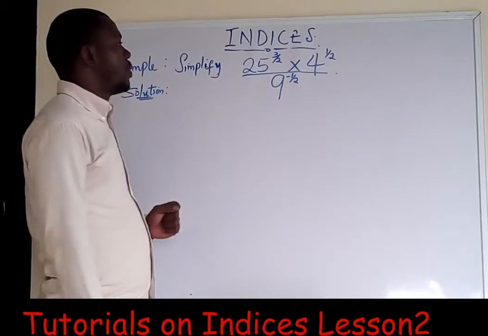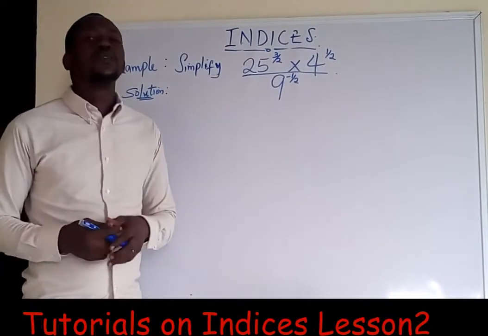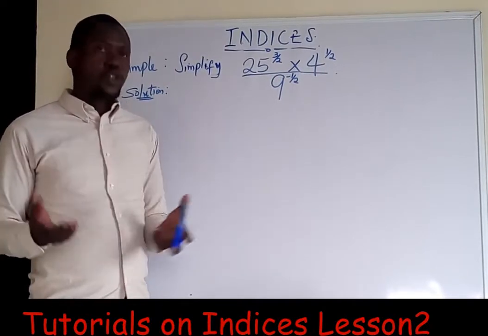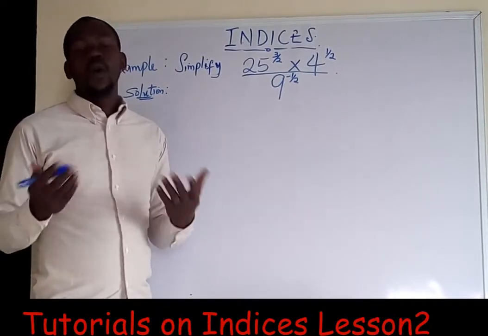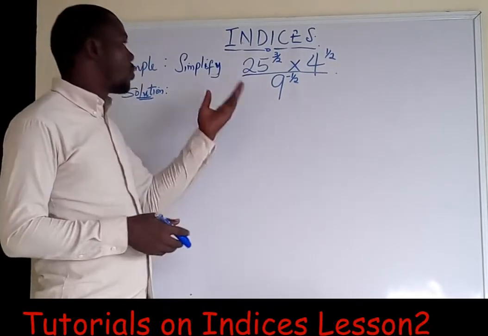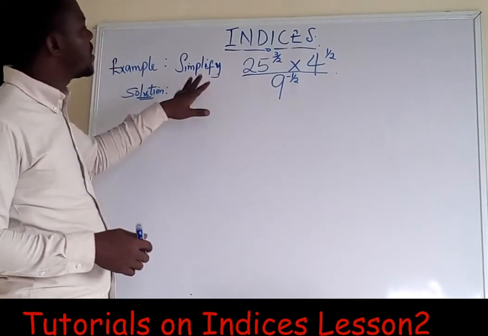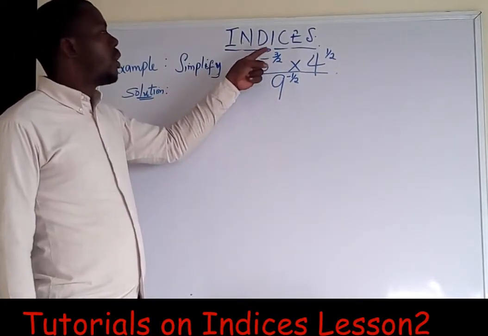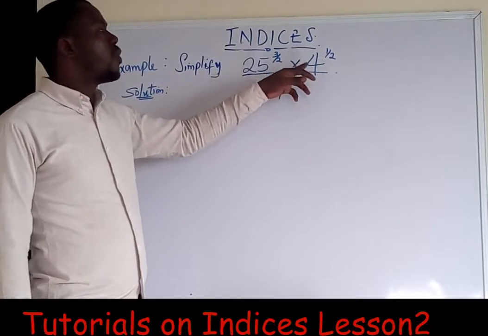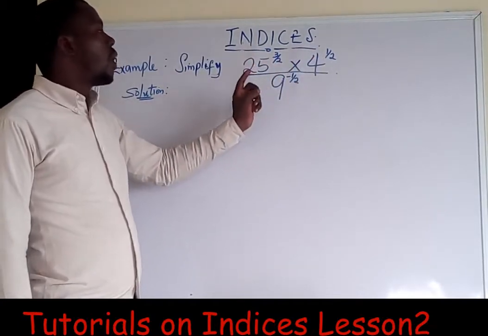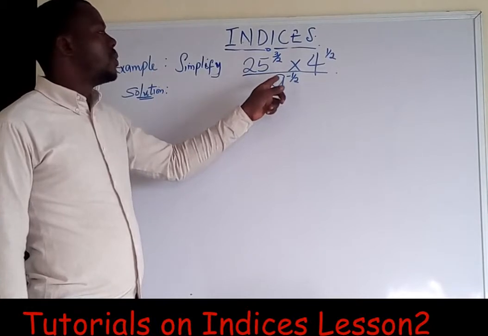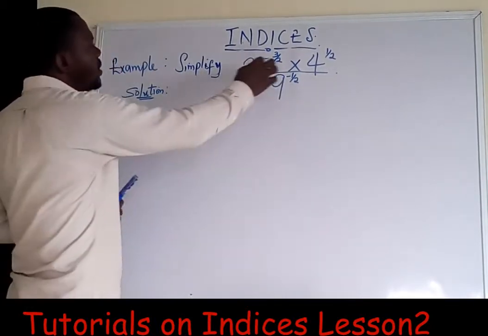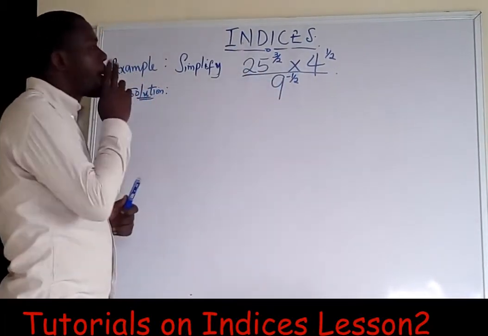Another example that is different from those we have been solving before, but we are going to use the same approach, the same laws that we have been applying to the other ones. The question says we should simplify 25 raised to the power of 3 over 2 multiplied by 4 raised to the power of 1 over 2 divided by 9 raised to the power of 1 minus 1 over 2. Let us look at this particular question.